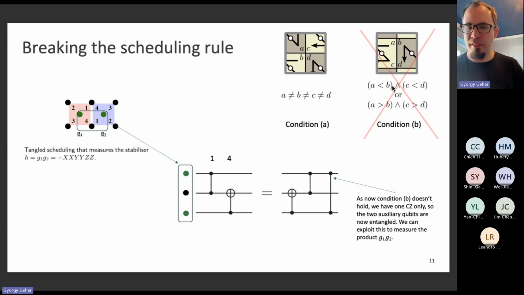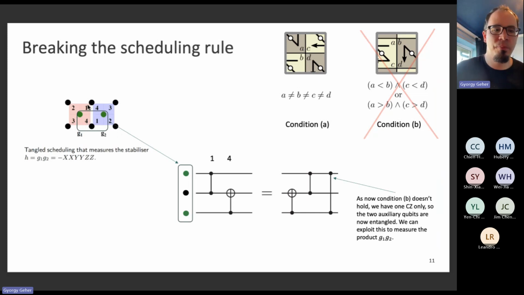Okay, so essentially, the main idea was that we have these two conditions. Obviously condition A cannot be violated, because we always want each layer to have each qubit once only. So this is not something we can play with, but we could play with this one. So instead of having this ordering or that ordering, we decided to see what happens if we did this tangled or unusual ordering. And this is what you can see here.